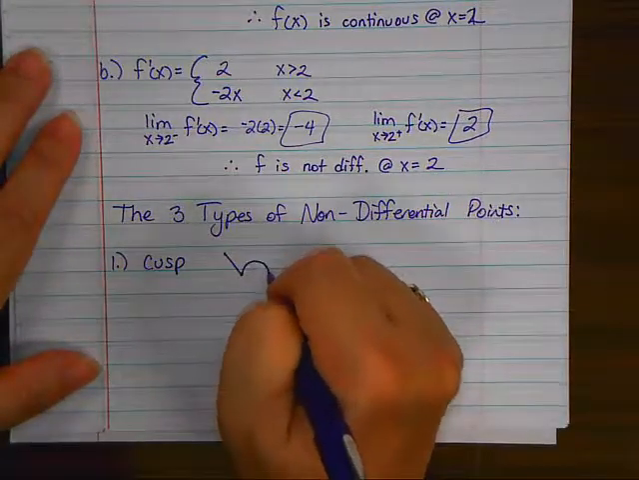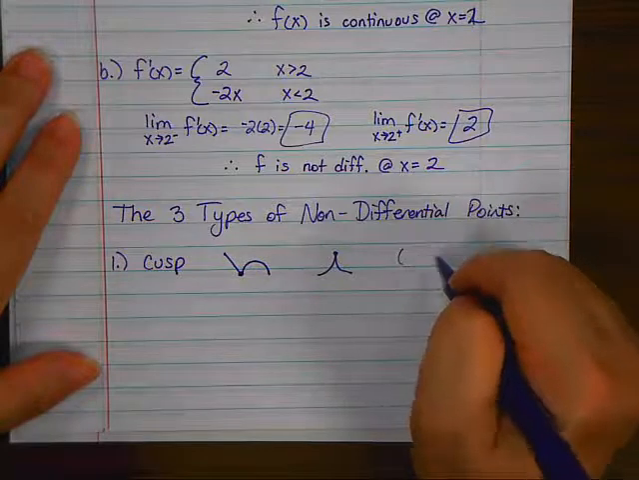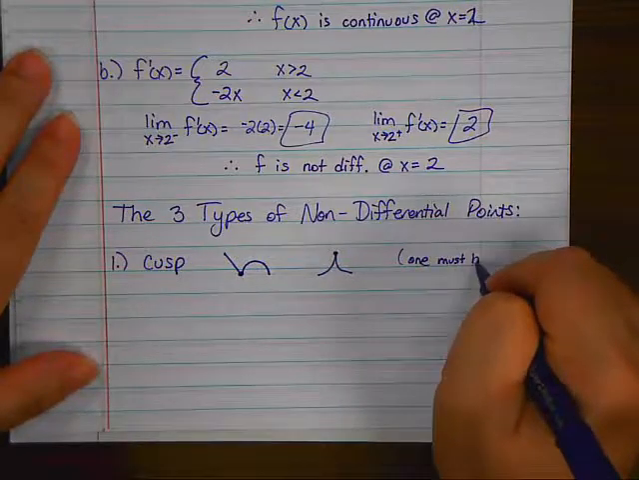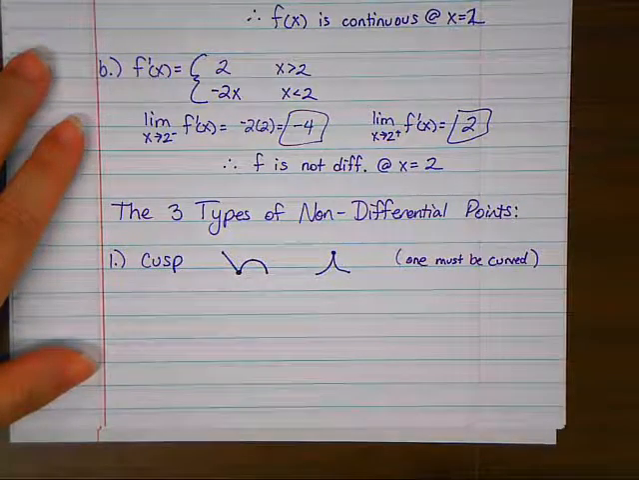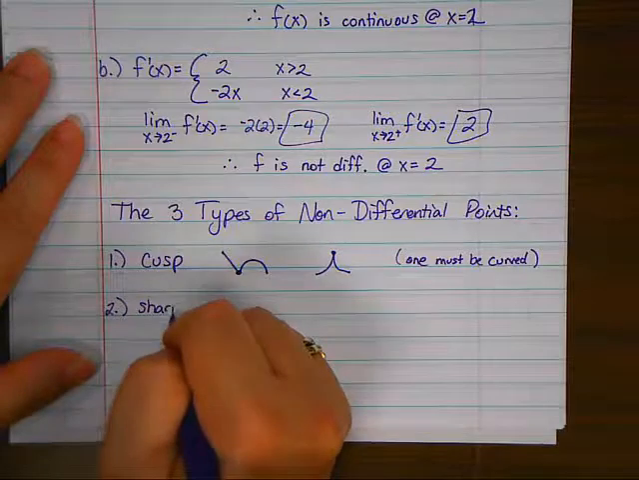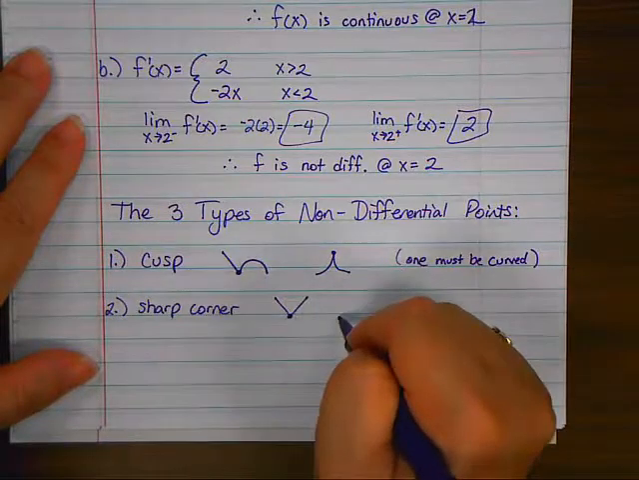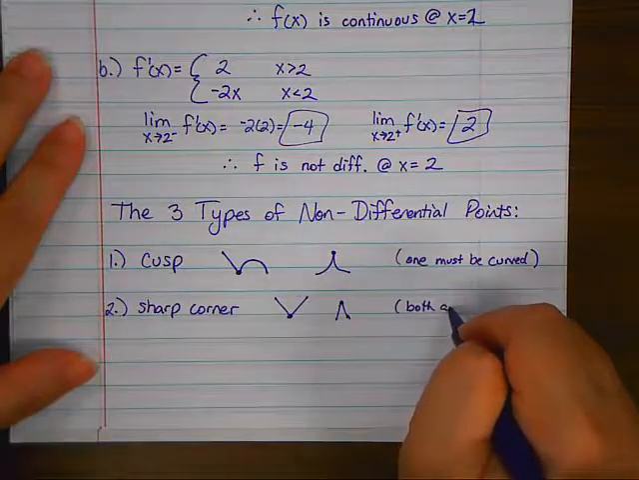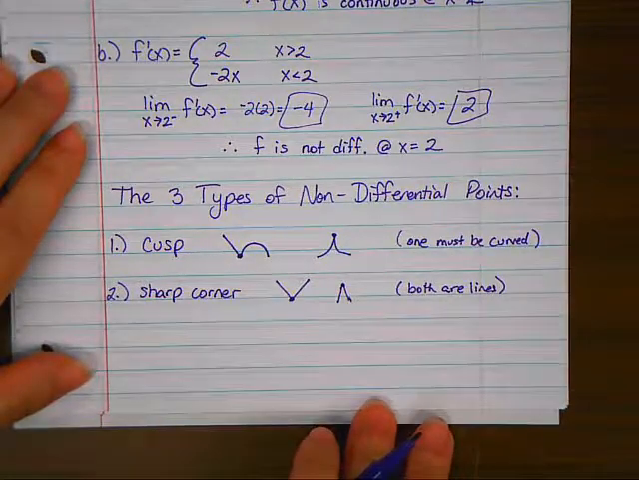That is a straight line connecting to a curve. That's a cusp. Or it's a curve connecting to a curve. That's a cusp also. One must be curved. In order to be a cusp, one of them must be curved. Number two, sharp corner. And sharp corner is just what it sounds like: two lines connecting. So both are lines when you're dealing with sharp corners.